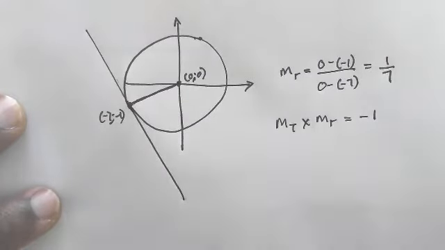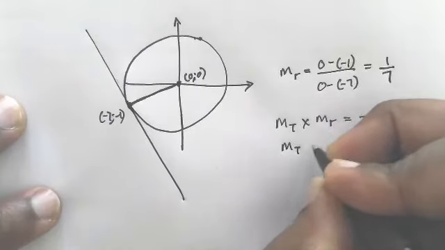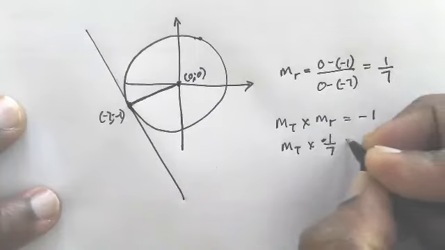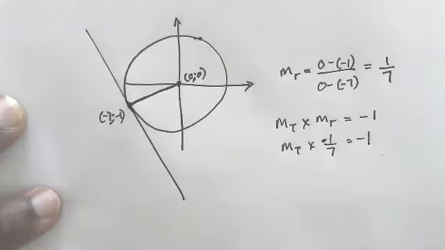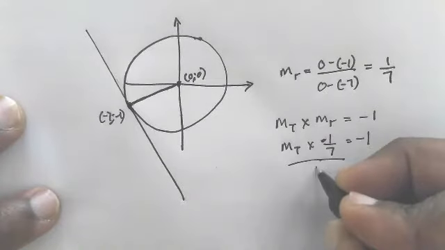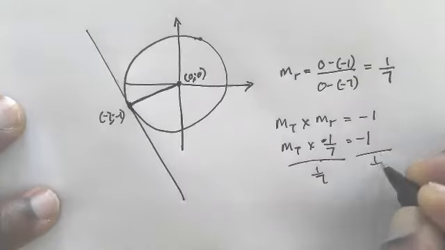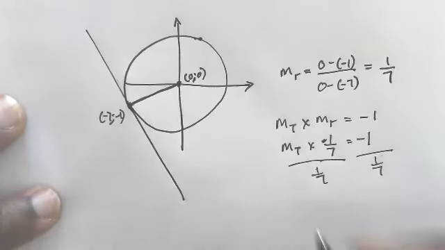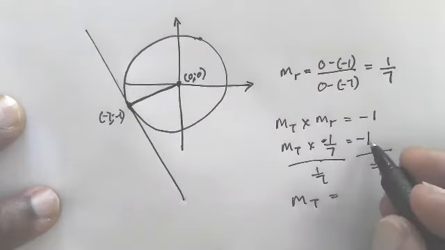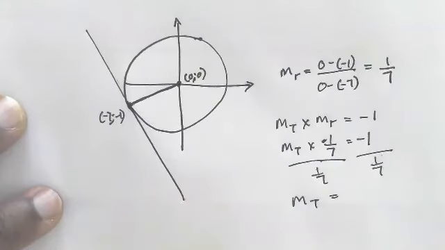Okay? So the gradient of the tangent, I don't know it, but I know that the product must be negative 1. So it's positive 1 over 7 times the gradient, which is negative 1. So all I have to do is divide both sides by 1 over 7. So the gradient of the tangent is what? Negative 1 divided by 1 over 7. Your calculator must give you negative 7. Check, the calculator should give you negative 7.